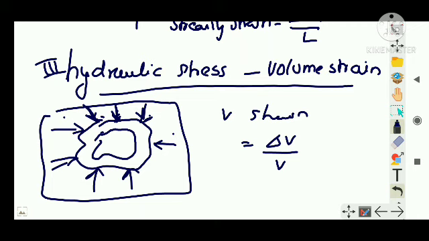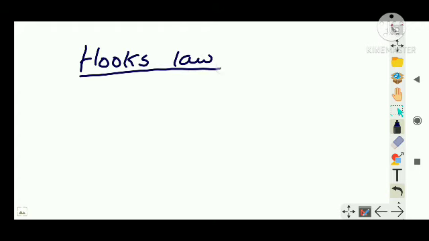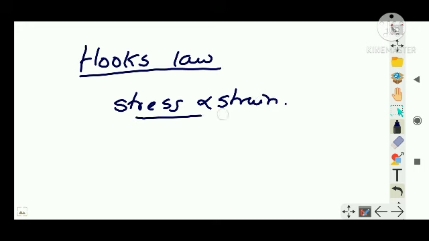Clear? So these are the basic strain terms which I want to introduce before you go to the major topic, which is Hooke's law. So what do you mean by Hooke's law? Very easy. Robert Hooke stated that stress is directly proportional to strain. This is the only statement you have to say. That is Hooke's law, very easy, right? Clear?